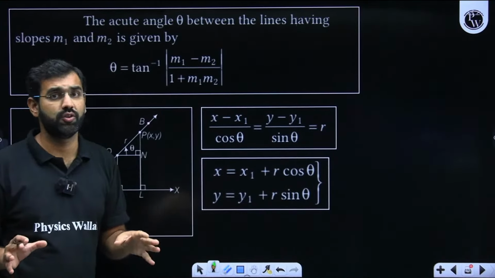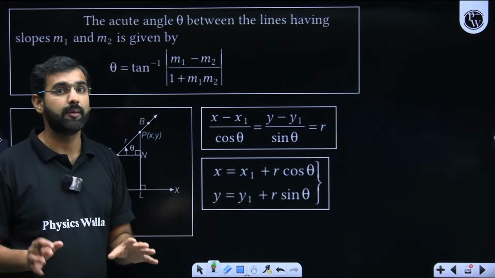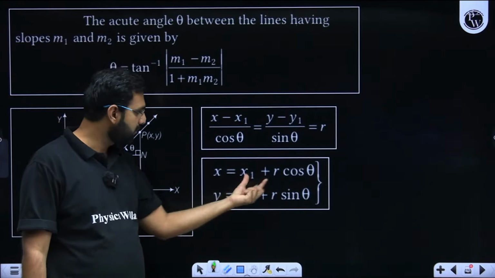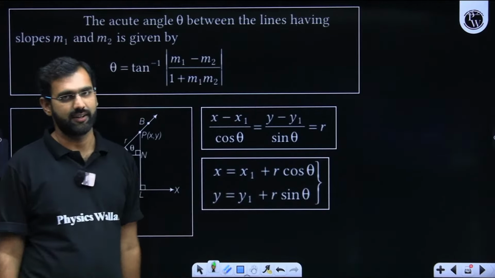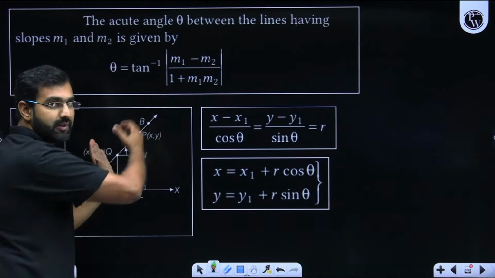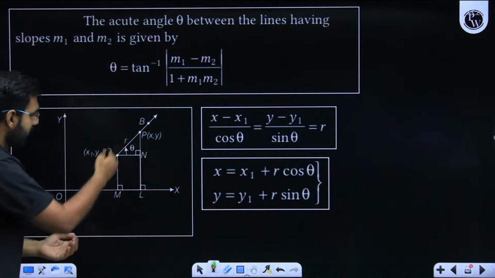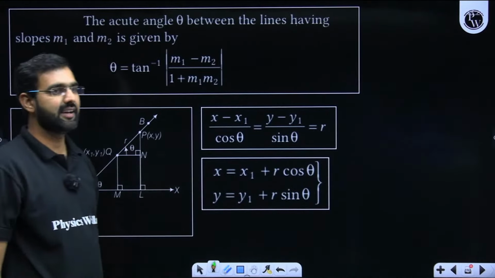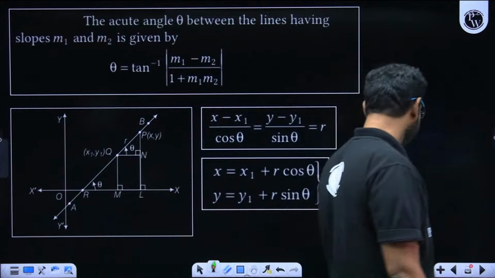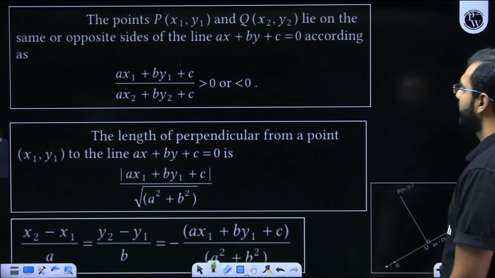So any point on this line, in 3D also we have done it, is given by x1 plus r cos theta, y1 plus r sin theta. If it is going above on the right hand side, r is taken positively. If it is going below on the left hand side, r is taken negatively. Do you all remember that? From here, when I go ahead, this is what we know.